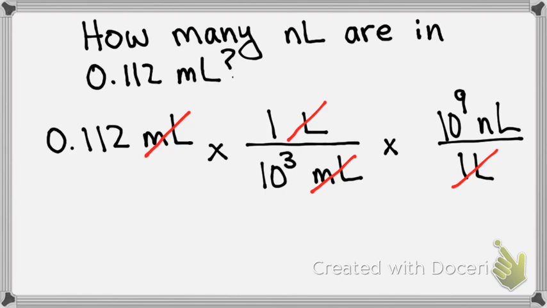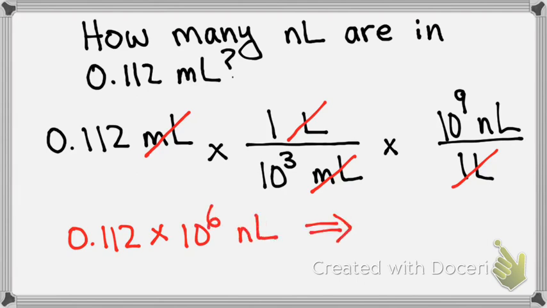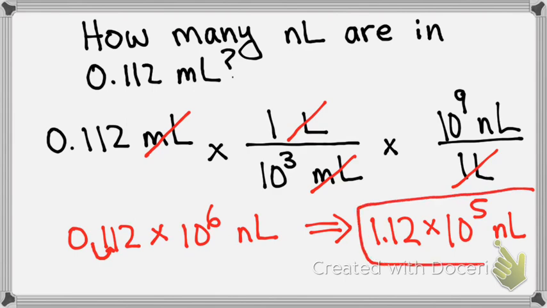Ten to the 9th divided by 10 to the 3rd is 10 to the 6th. So that's 0.112 times 10 to the 6 nanoliters. We need to convert that to proper scientific notation. We'll move our decimal point one place to the right, so we'll reduce our exponent by 1. That gives us a final answer of 1.12 times 10 to the 5th nanoliters. And of course, we want to box our answer since that is our final answer.